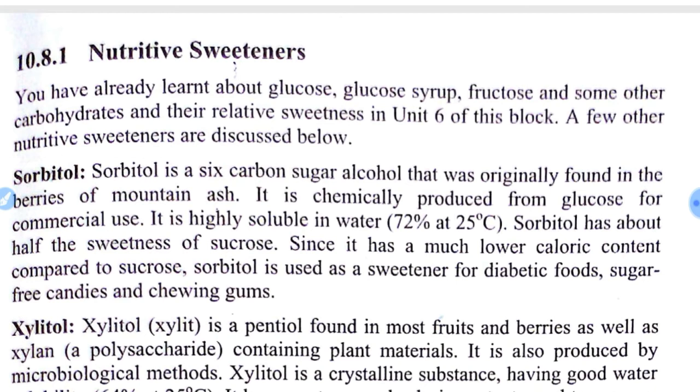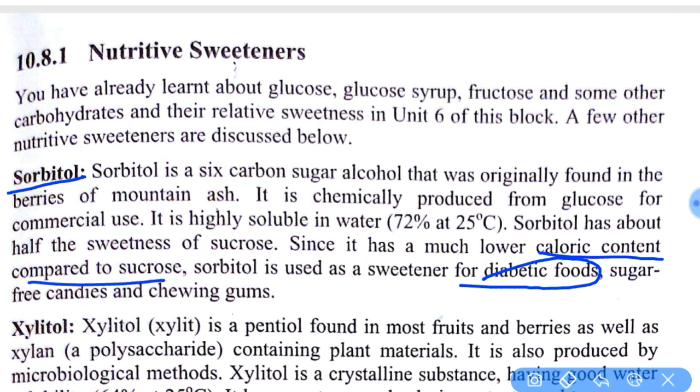Okay, like sorbitol. What is sorbitol? Sorbitol can be used for diabetic food because it has low caloric content as compared to sucrose, and it can also be used as sugar-free candies and chewing gum.